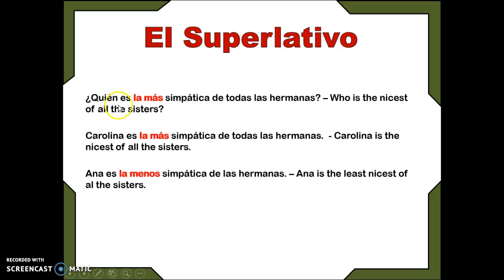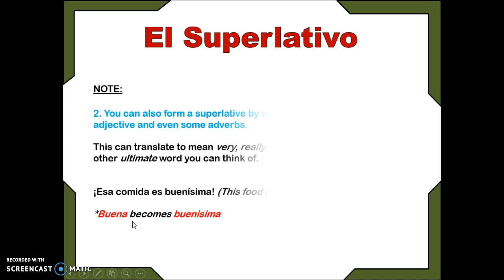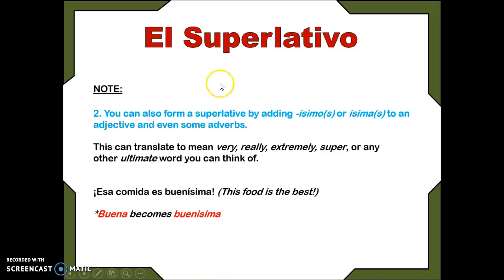Here's some sentences. ¿Quién es la más simpática de todas las hermanas? Who is the nicest of all the sisters? The more nice, the most nice. Carolina es la más simpática de todas las hermanas. Carolina is the nicest of all the sisters. The more nice. Ana es la menos simpática de las hermanas. Ana is the least nice of all the sisters. And again, all three of these have la, and it's not el because it's referring to what? Girls, girl, girl. Don't worry, we're going to discuss this more in class.